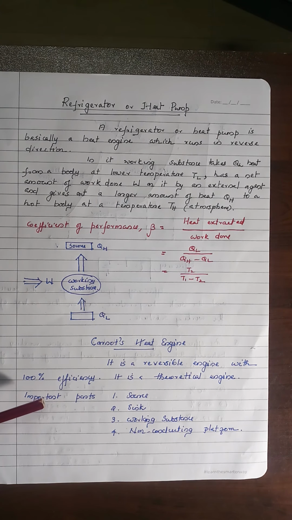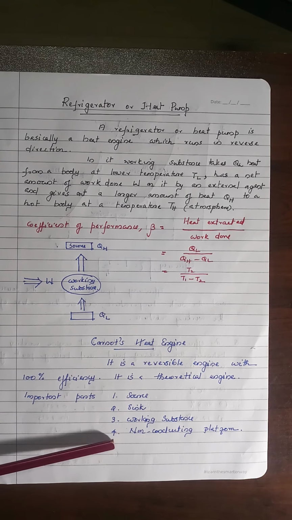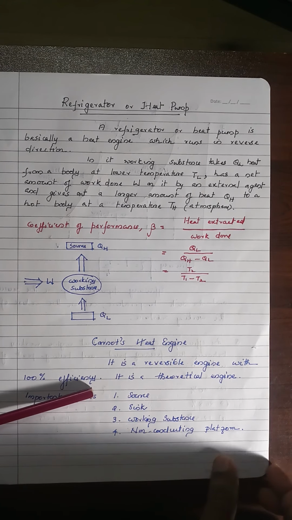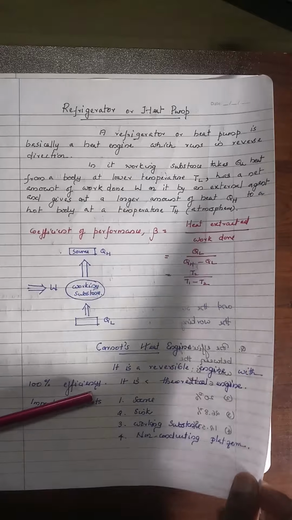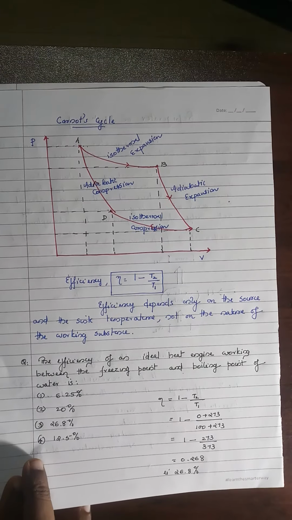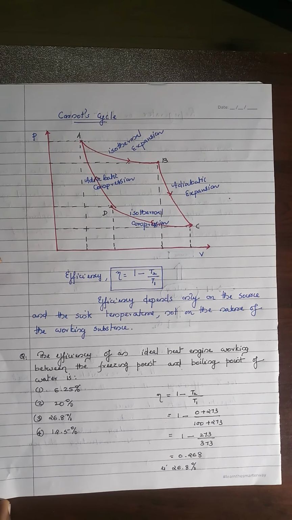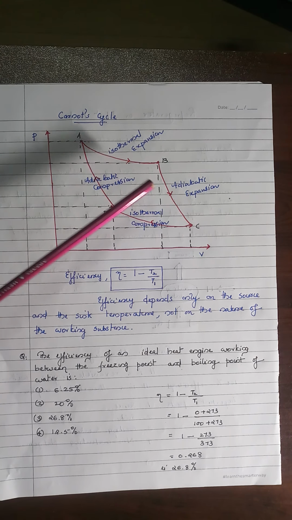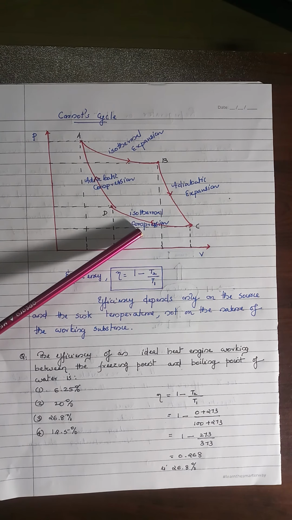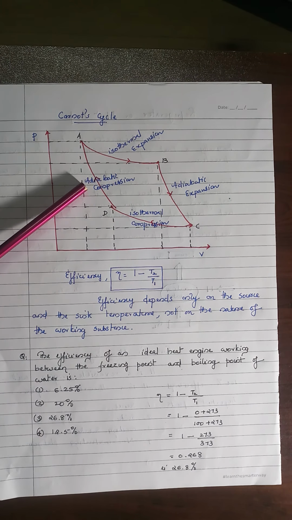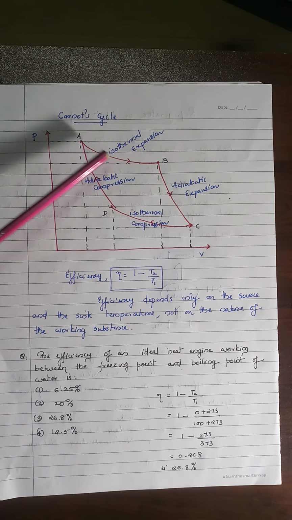A theoretical concept with 100% efficiency: that is the Carnot's heat engine. Look at the four important parts: the source, the sink, the working substance, and the non-conducting platform. The very important concept, the Carnot cycle, has four processes in order: isothermal expansion, adiabatic expansion, isothermal compression, adiabatic compression. It's a cyclic process.